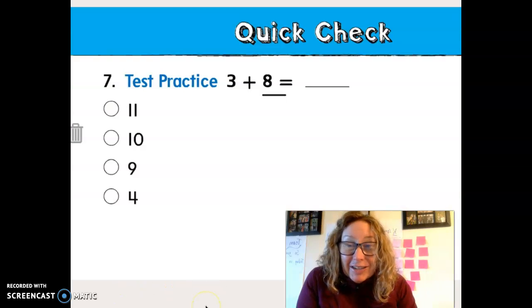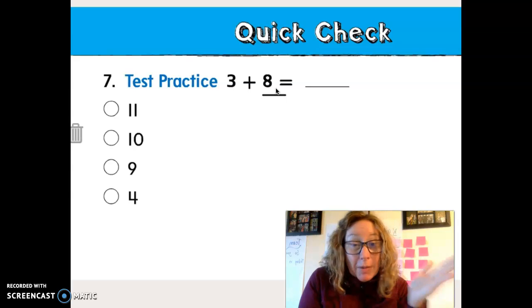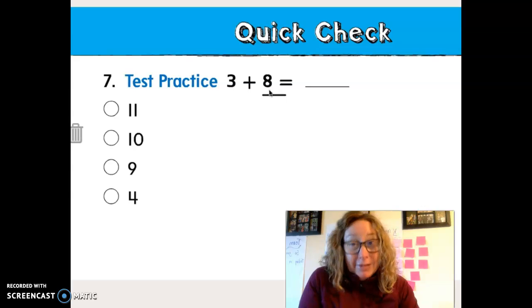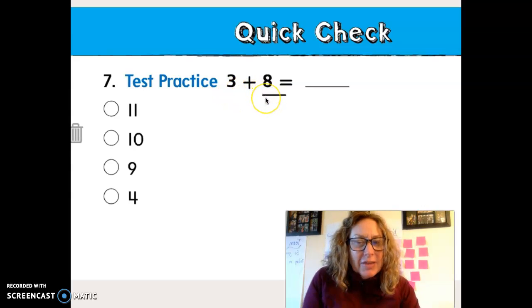Our quick check today is a test practice. 3 plus 8 equals what? Now remember on Friday, we talked about when we're adding, starting with the larger number. And look at this. I already underlined the larger number. What's the larger number, 3 or 8? Yes, 8 is larger or greater than 3. So let's start with 8.